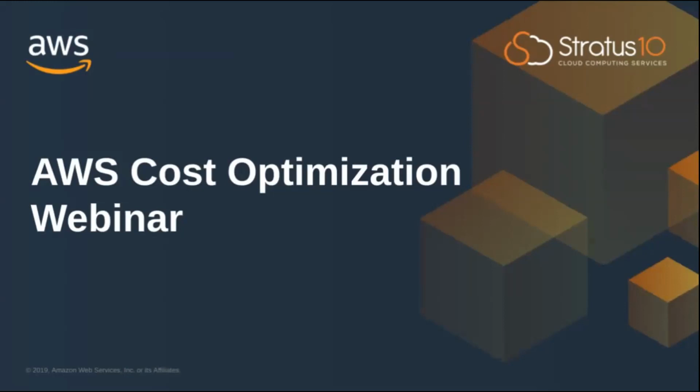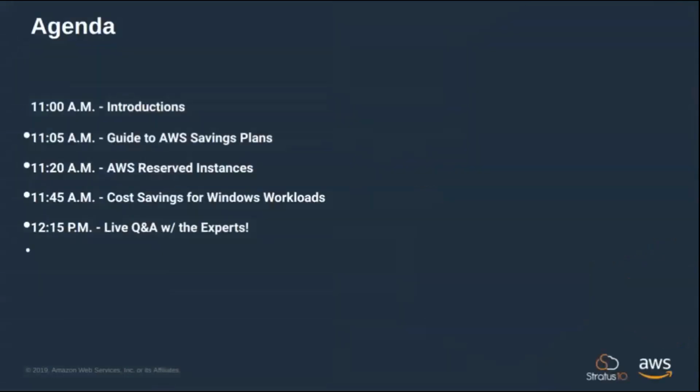I'm going to run over a quick agenda. Today we will be starting with a guide to AWS Savings Plans, followed by AWS Reserved Instances from Kevin at Stratus10. Then we're going to give it to Jignesh for cost savings for Windows Workloads at AWS. We will have time set aside at the end of the event for questions.